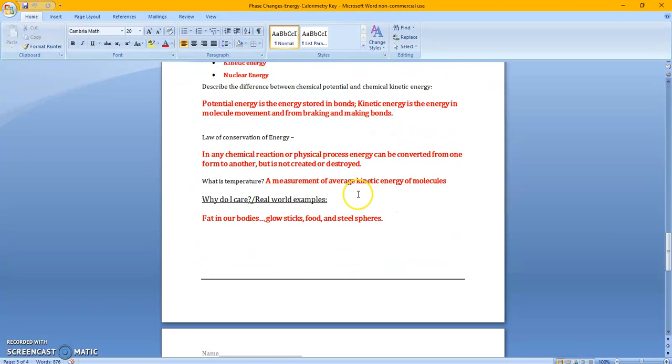So law of conservation of energy is just like law of conservation of mass. Energy can't be created or destroyed. So if you remember, we had the steel spheres that we hit, potential energy to kinetic energy to heat energy. Energy is always conserved, it's just transferred to different places.